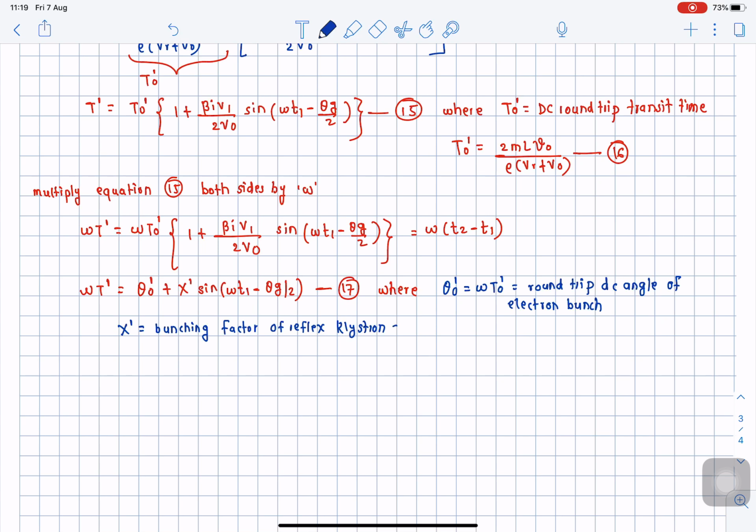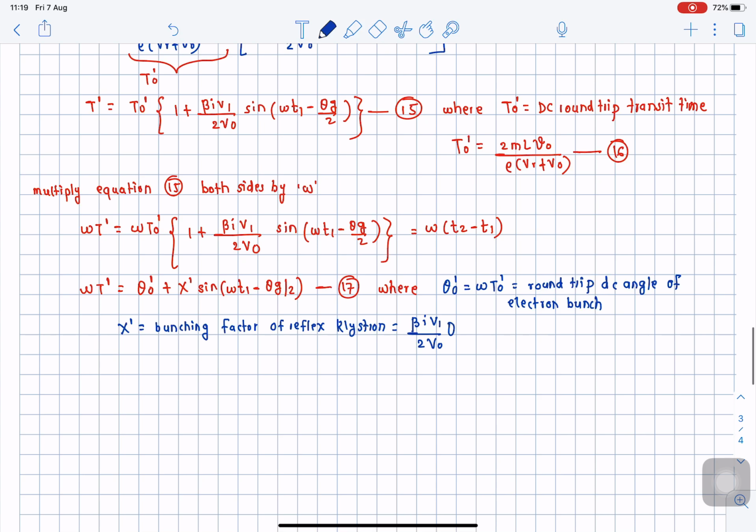And how is it given? This is given as beta I v1 upon 2v0 theta 0 dash. This is equation number 18. So equation number 18 gives the mathematical equation for the bunching factor that takes place in the operation of the Reflex Klystron whenever it is used as an oscillator circuit.